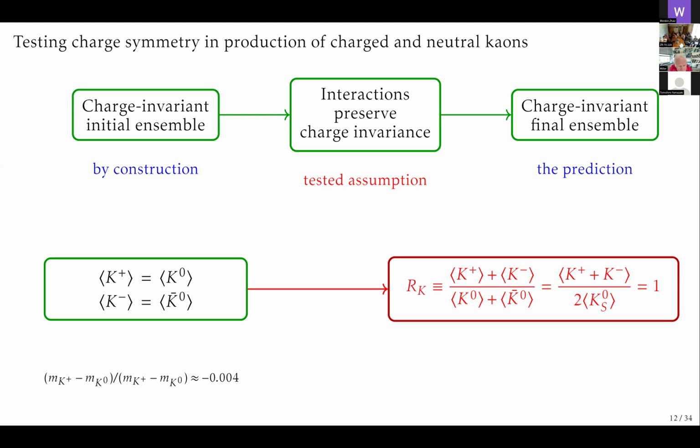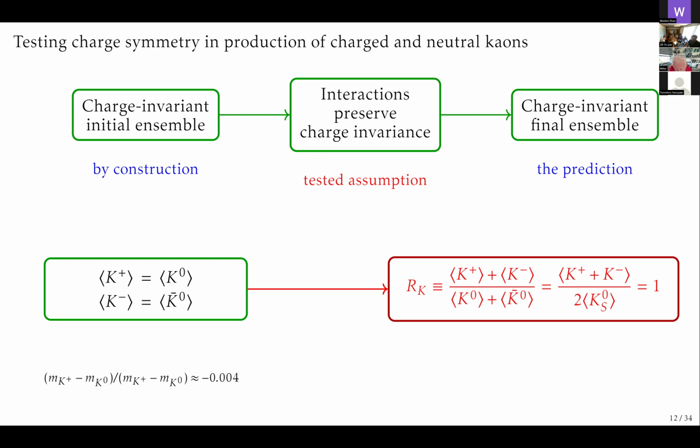But in general, the experiment here would be constructed in such a way that, assuming we have the same number of protons and neutrons, by construction we will have a charge invariant initial system. Then we also have, well, this is the prediction of the experiment, that we will have the charge invariant final ensemble. So the tested assumption is that the interactions preserve the charge invariance.